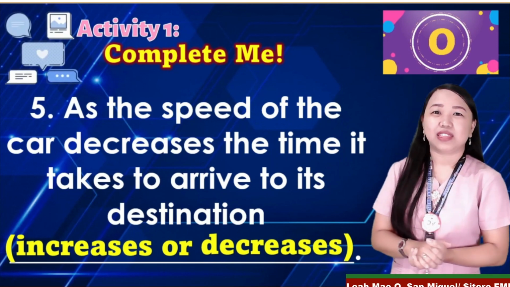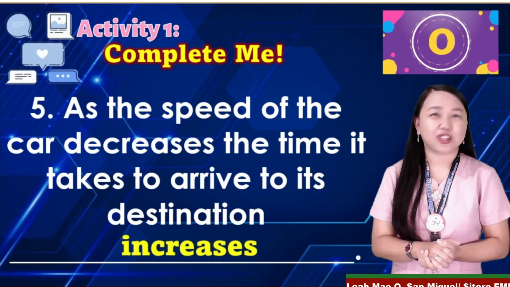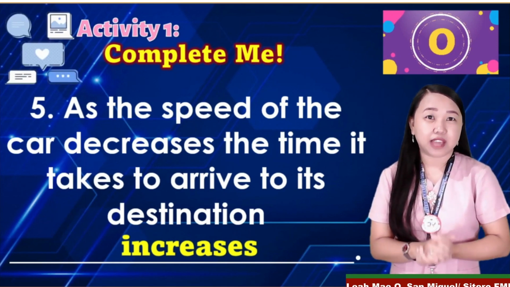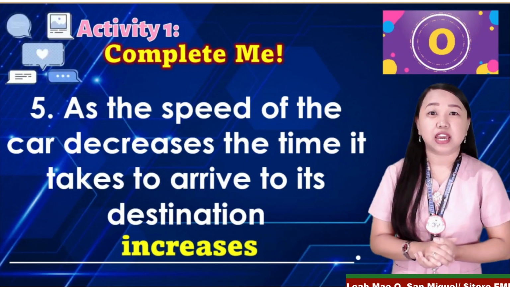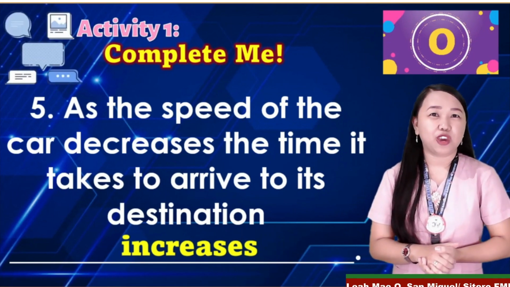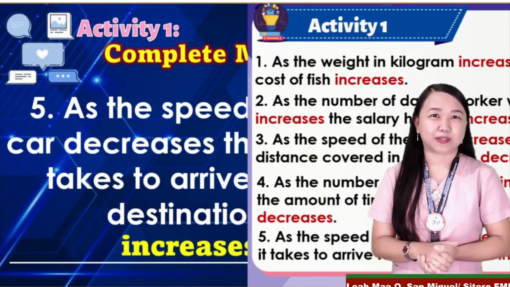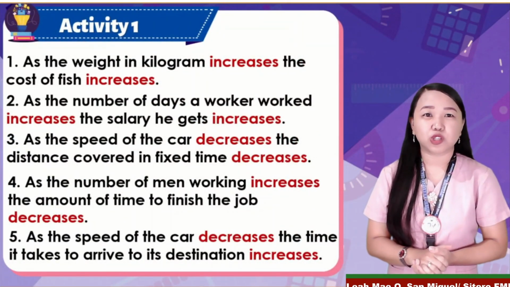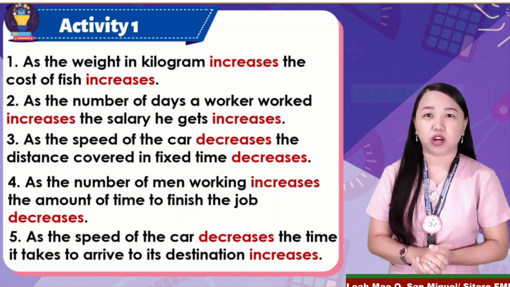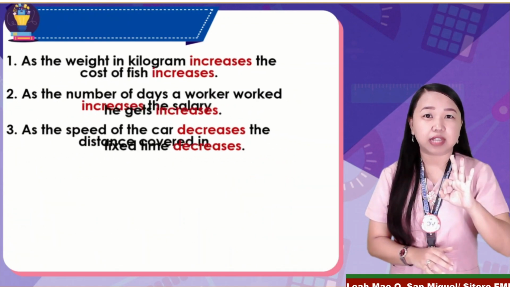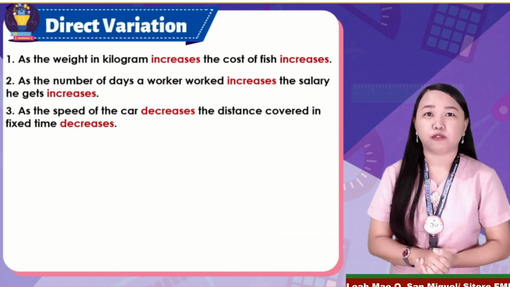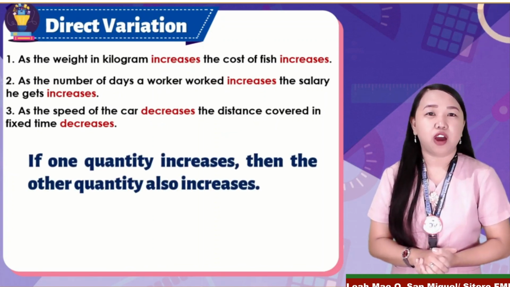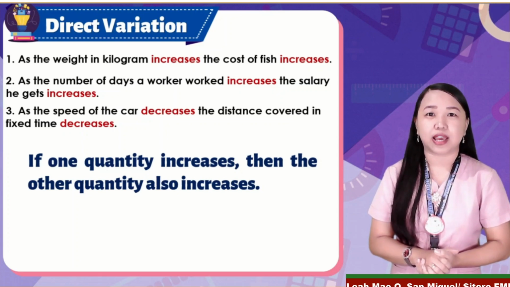Time is up. The answer is increases. Awesome. As the speed of the car decreases, the time it takes to arrive to its destination increases. Thank you for your participation, students. These statements show situations that illustrate direct and inverse variation. The first three statements illustrate direct variation wherein if one quantity increases, then the other quantity also increases.